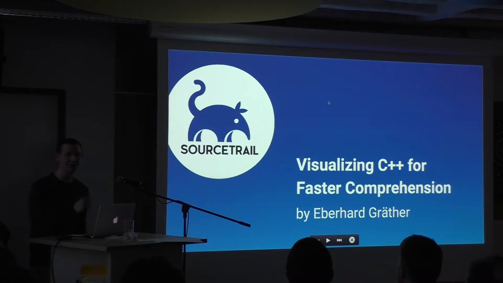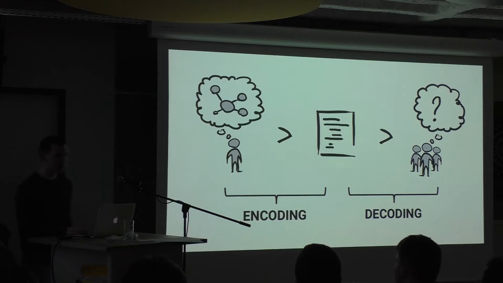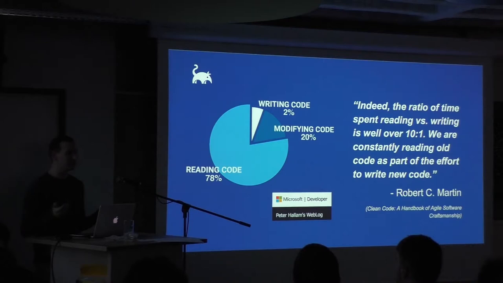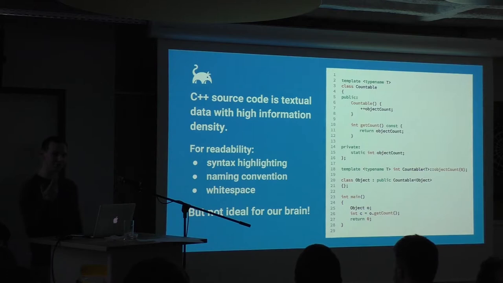So the story usually starts with a developer writing some code, and then later on others need to understand it, which is not much fun. If we think of it in terms of information theory, it really is encoding and decoding of information. In our industry, we lean towards the right in time spent. Software developers spend a lot more of their time on reading and understanding source code that's already written than on writing new code, and that's a problem. If we can make it more efficient to read source code, we can save a lot of time.